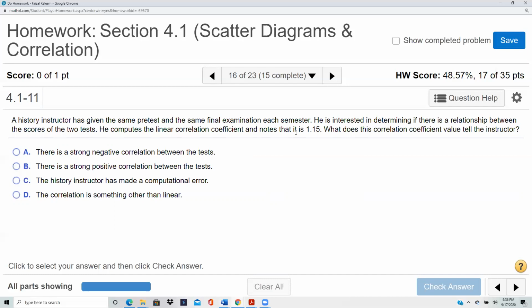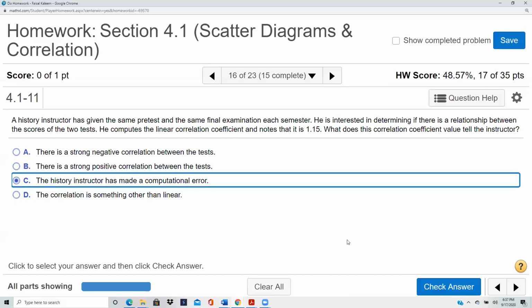So remember, we made a remark when I was showing you different possibilities for the correlation coefficient, that it always has to be between -1 and 1. Now this one is not between -1 and 1. It falls outside that range. So the professor must have made an error. So the history instructor made a computational error.